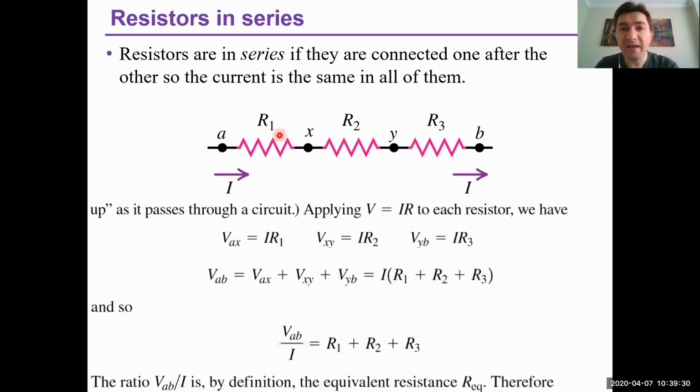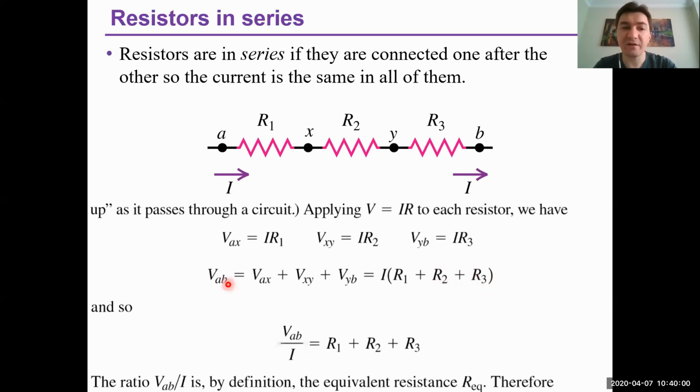Then the total voltage, the potential difference between A and B, can be written as the potential difference here plus the potential difference here plus the potential difference here. If you take all these things and put them here, finally you can get that expression. This is the current passing through the circuit, and this is the resistance of resistor 1, resistance 2, plus resistance 3.